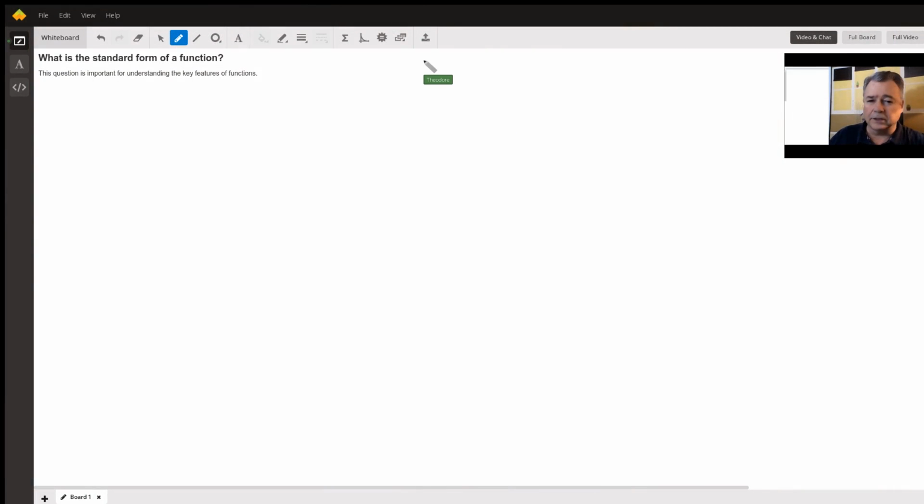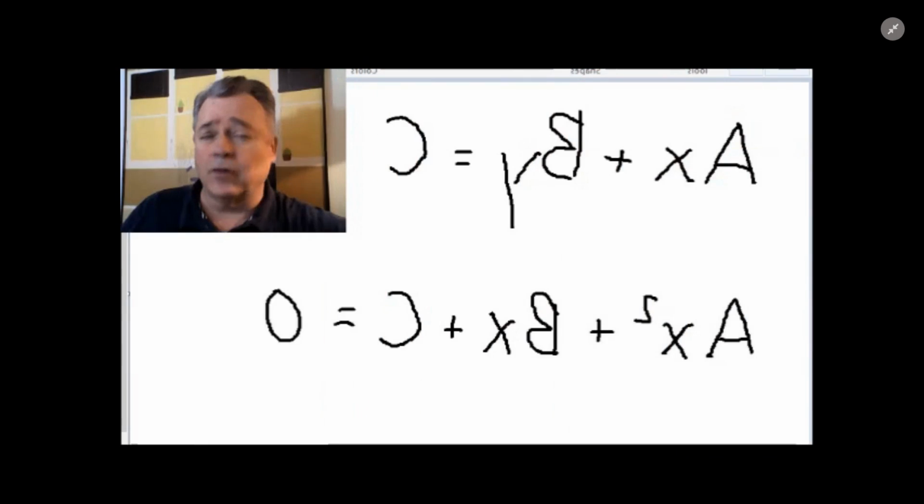The standard form of a function depends on what type of function it is. For example, the standard form of a linear function is ax plus by equals c. And the standard form of a quadratic function is ax squared plus bx plus c equals 0. In both functions, the letters a and b refer to coefficients, and c is a constant.